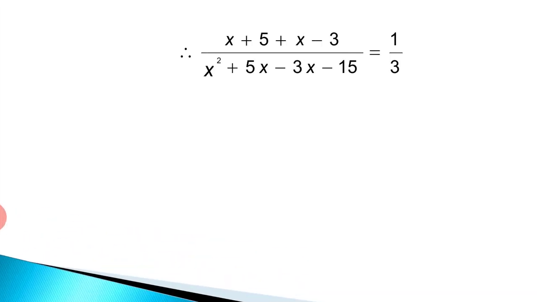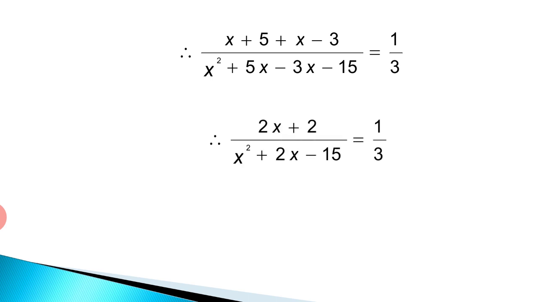So you get x plus 5. So it is x plus 5 plus x minus 3 upon expanding the product, that is x minus 3 into x plus 5. So you will get it as x square plus 5x minus 3x minus 15 is equal to 1 by 3. So 2x plus 2 upon x square plus 2x minus 15 is equal to 1 by 3.